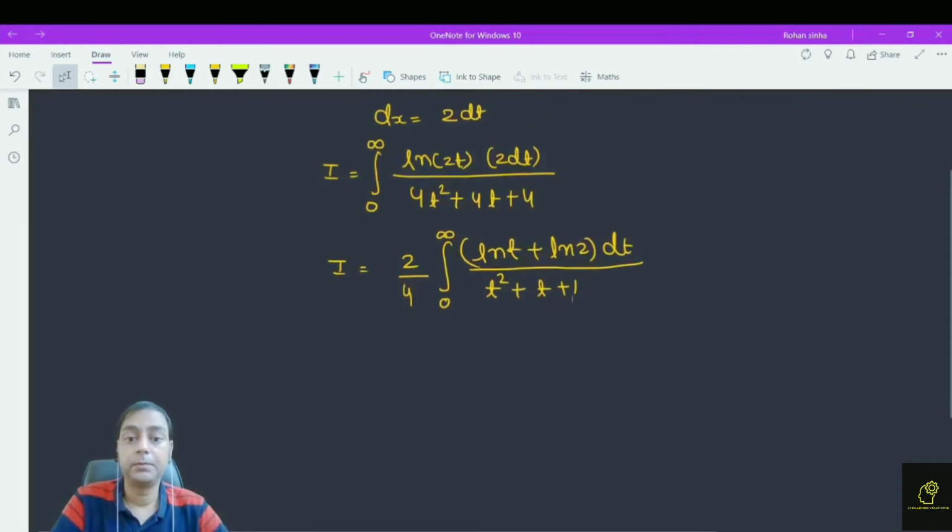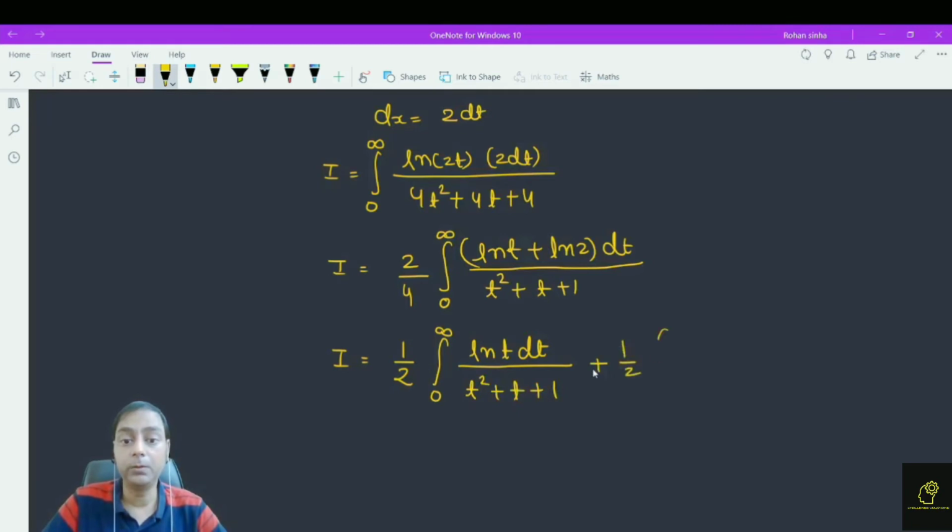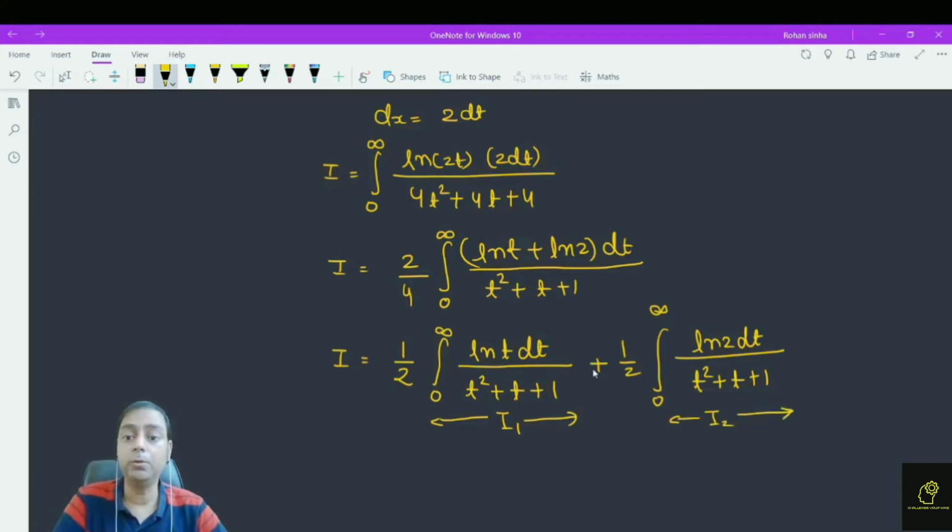Now, this I can also be written as 1 by 2 times the integral from 0 to infinity of log t dt divided by t squared plus t plus 1, plus 1 by 2 times the integral from 0 to infinity of log 2 dt divided by t squared plus t plus 1. Take this first integration as I1 and this as I2. Now calculating I1 and I2 one by one.